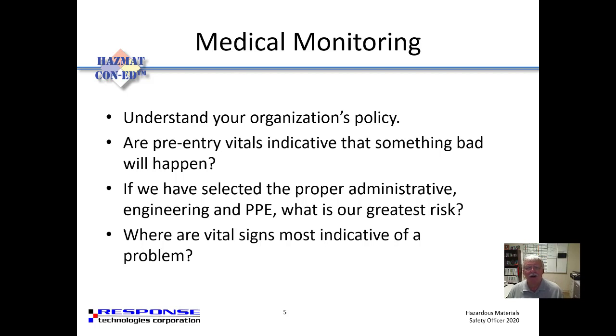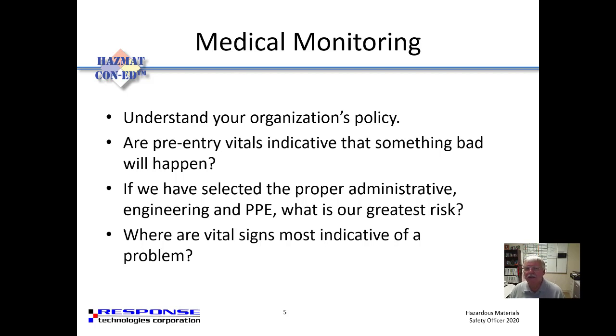Pre-entry vitals are not really indicative of anything that is going to happen that is bad. The only time that we can identify things that may happen based upon pre-entry vitals is to make sure that the people that are engaged in hazmat response are in an effective medical surveillance program. And this has been the standard since 1989 when the regulations first came out. All hazmat team members, or all personnel assigned specifically to hazmat duty, shall be involved in a medical surveillance program that includes a baseline, an annual physical, and then a termination exam. And we all know that to be true.